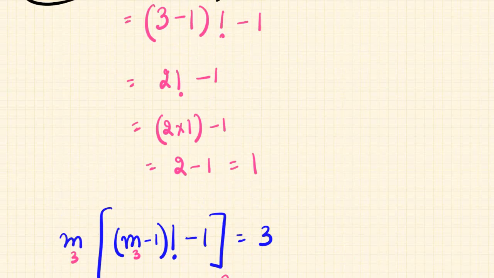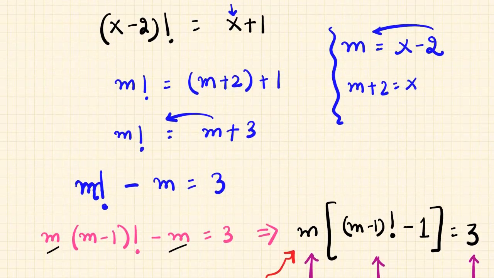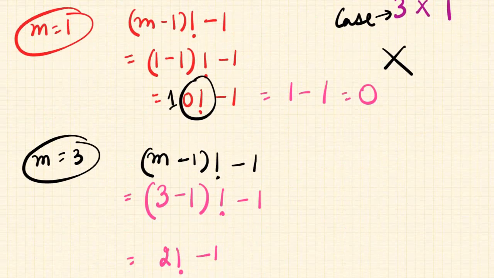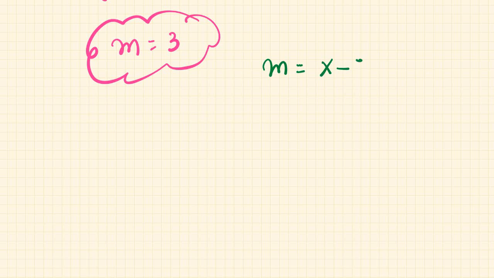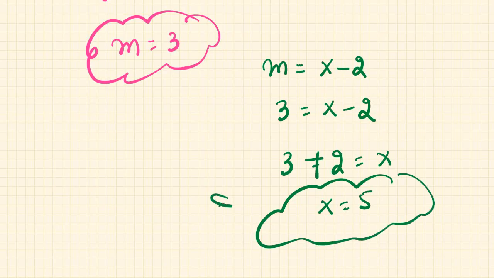What was my m? What did I consider m? Okay, so let's come here. I considered m something, right? My m was x minus 2. My m is 3, so x minus 2 is 3. So plus 2 here, x became 5. Now that is my answer, right?